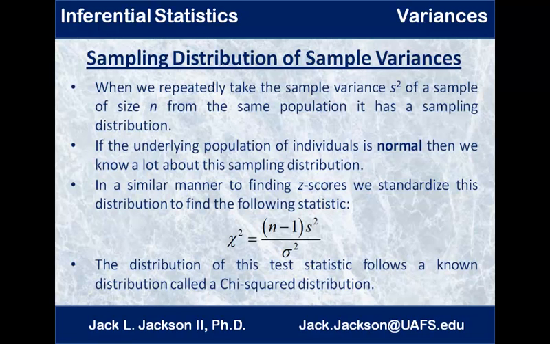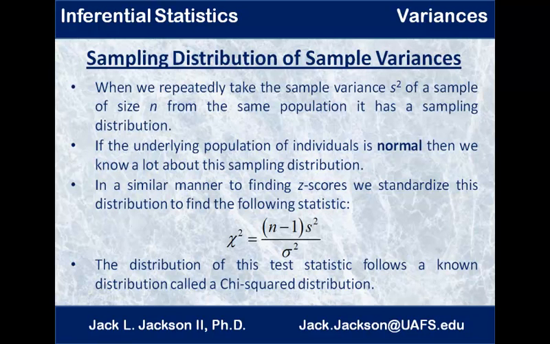Now we're going to standardize this somewhat like we did z-scores. Now remember, in z-scores what we did is we took things from any normal distribution and scaled it back to a standard normal with mean 0 and standard deviation 1. It's not the same way we're going to do it here, but it's a similar concept. And so we're going to produce what's called a chi-square statistic.